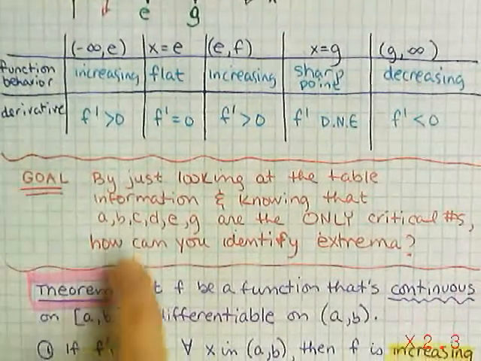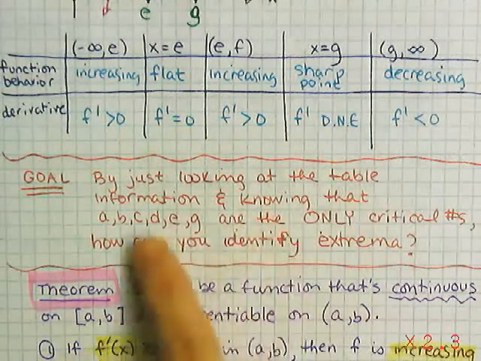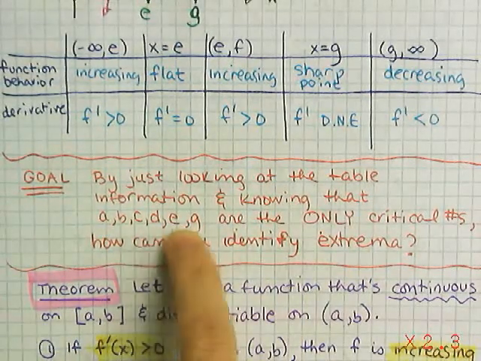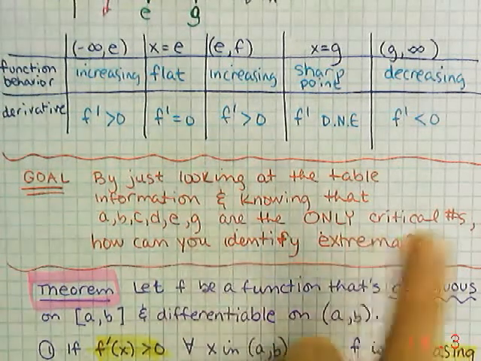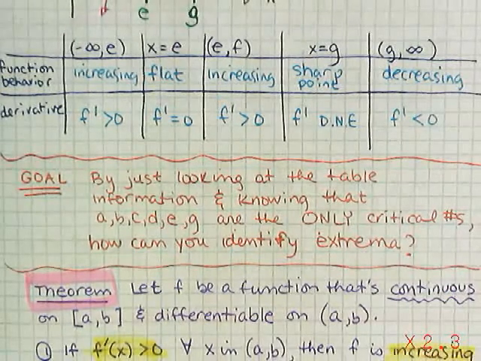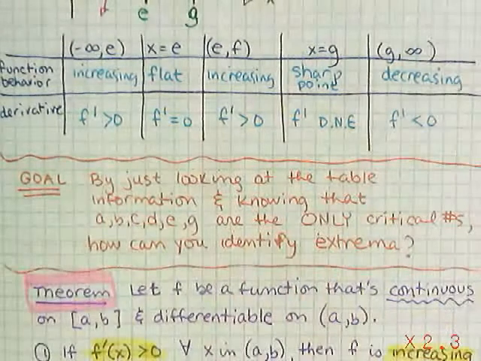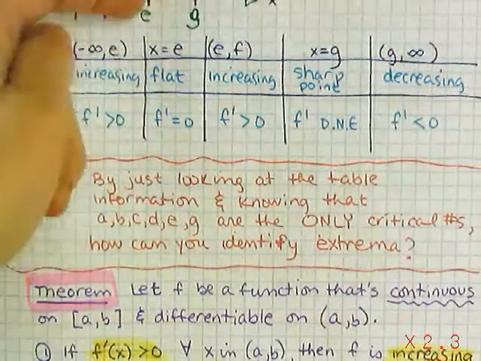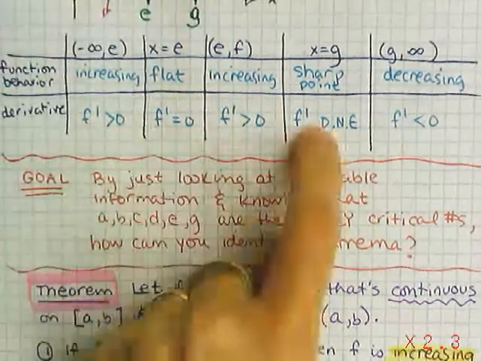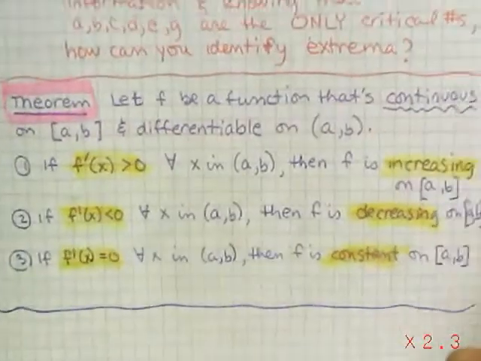Okay, so basically our goal, by just looking at the table information and knowing that A, B, C, D, E, and G are the only critical numbers, is: how can you identify the extrema? So you don't get the graph and you just have this. But right now, stop the video and look back at the graph, look at this, and see what the connection is. Okay, and we will reveal that in a second.